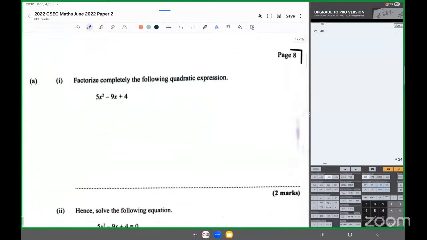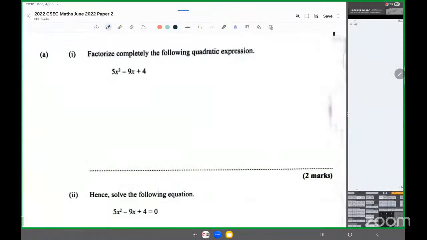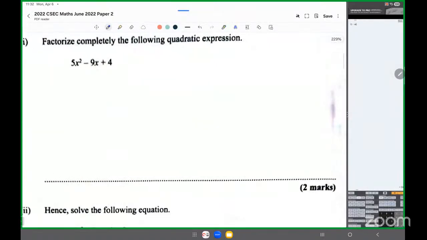Let's go to number 2. This one wants us to factorize this now. So let's use the process that we have learned. Yes, this can be factorized easily because the only factors of 5x squared are 5x and x. So you could actually know that that is 5x and x.